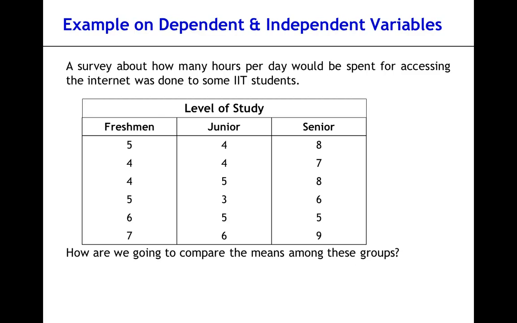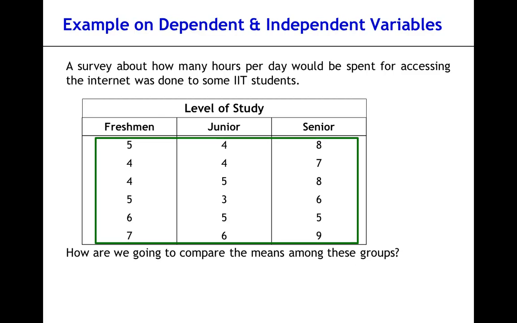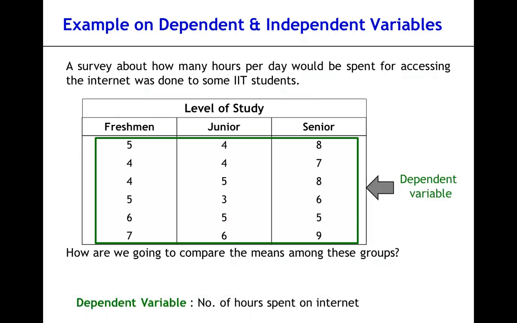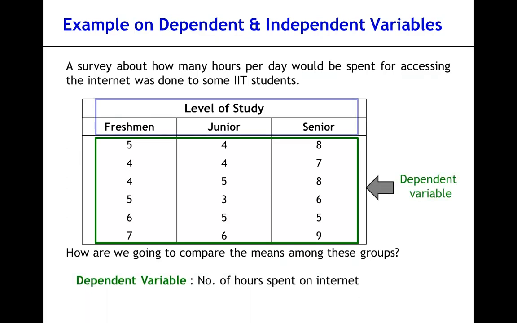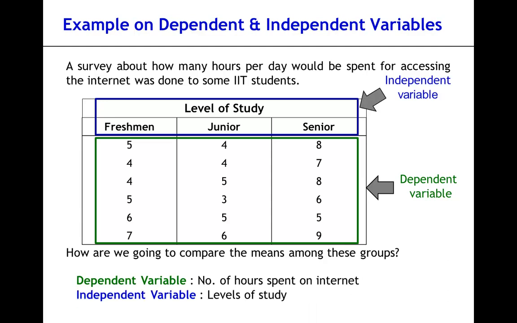In this example, a survey was done on some IIT students with regards to the number of hours spent on the internet per day. The students are categorized by 3 groups depending on their levels of studies. And we want to compare the means among these 3 groups. The number of hours spent on the internet has been measured or counted. So these quantitative values are the dependent variables. These 3 groups here are split according to the level of study. They are the factor that contributes to the effect of the dependent variable. Hence, they are the independent variables.